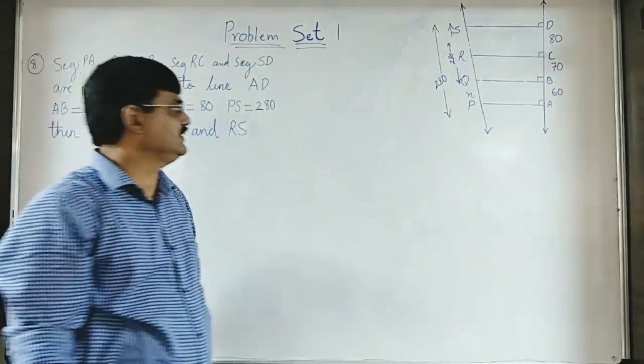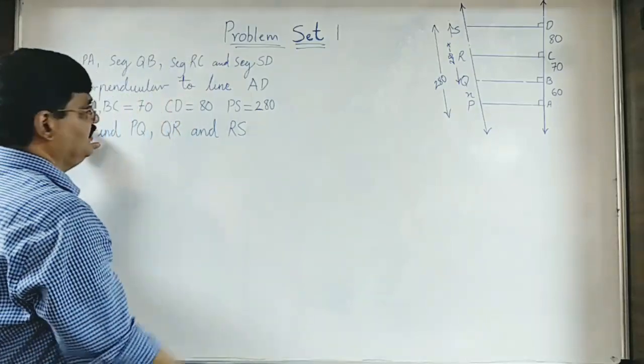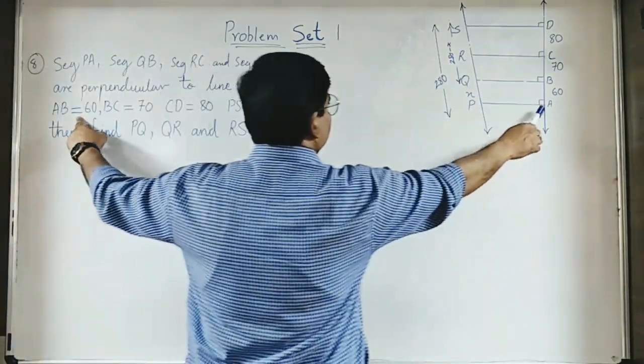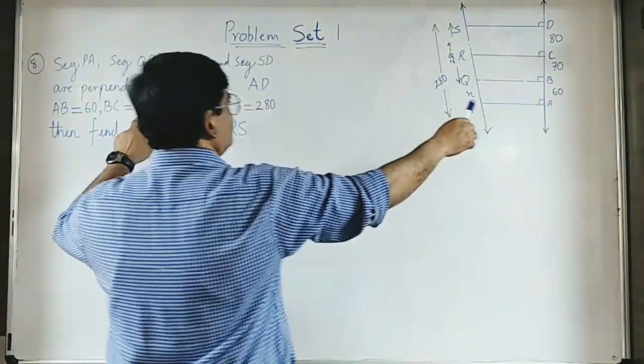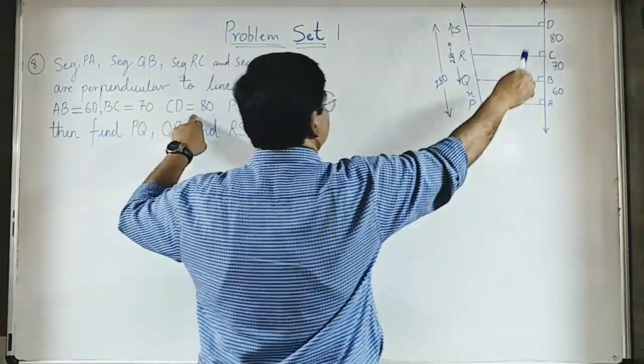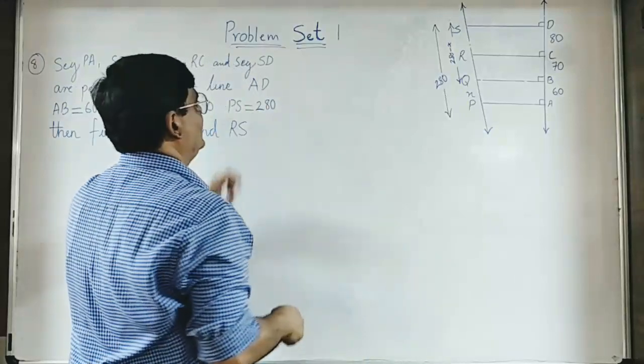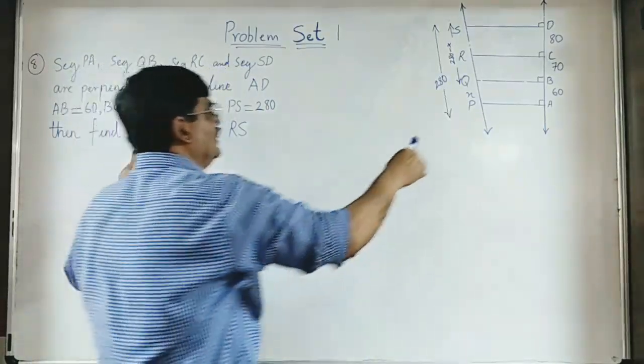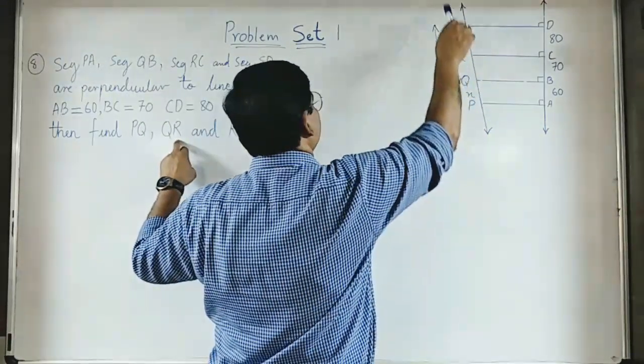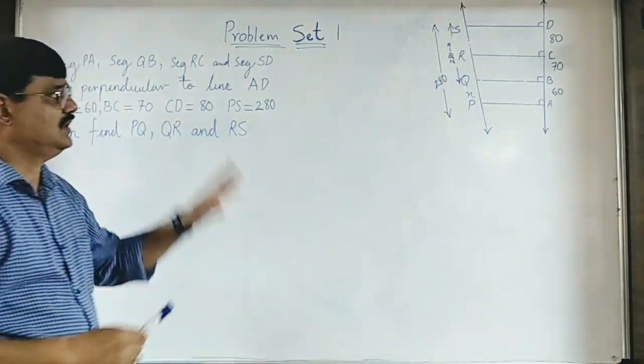If all the 4 lines are perpendicular to the same line, then further they have given the value of AB, they have given 60. You have here AB is equal to 60, BC is equal to 70, and CD is equal to 80. And they have given the value of PS as 280. Find PQ, find QR, find RS.